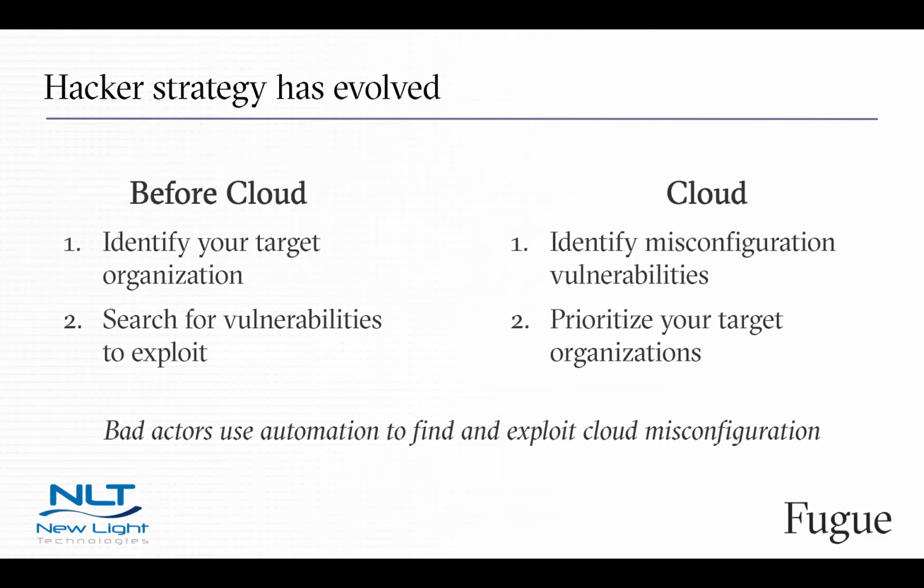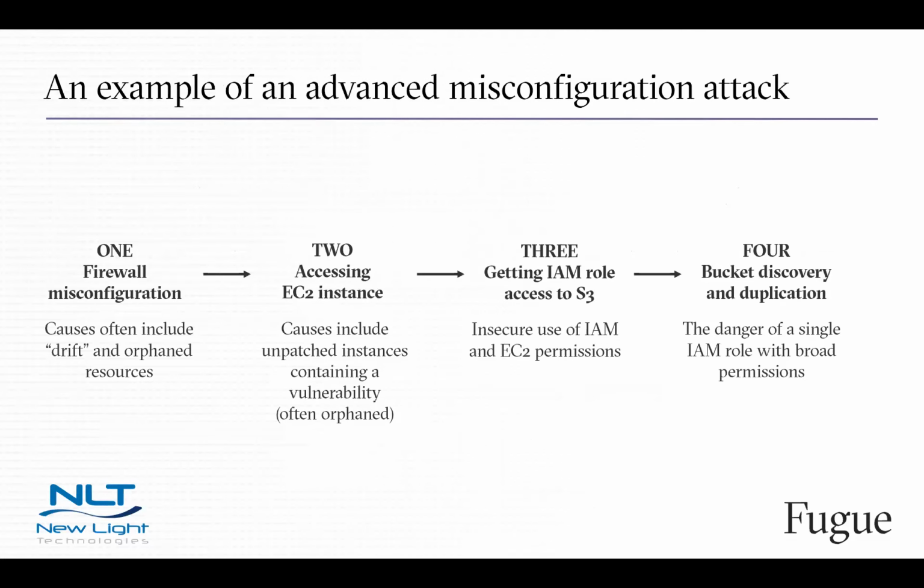So the bad actors are using automation to find and exploit cloud misconfiguration. What that means is it doesn't matter whether you're a giant organization or a little tiny one, they're looking at you all the time because they're using automation to do it. There is no longer any value to security by obscurity. It was never a good idea. It's dead and buried now.